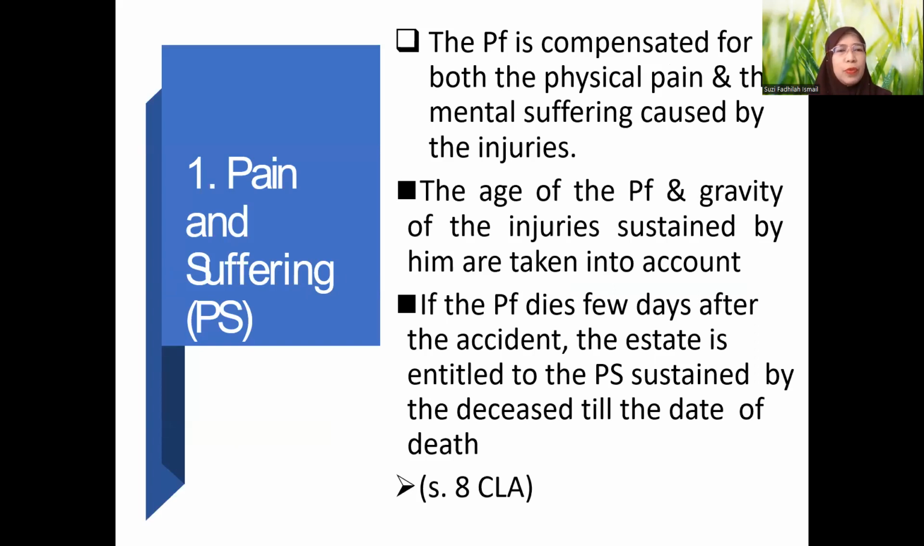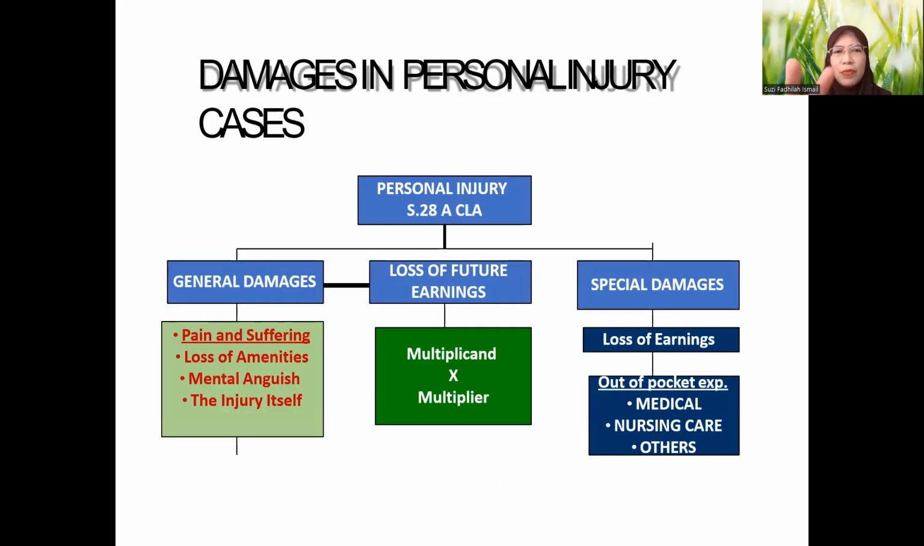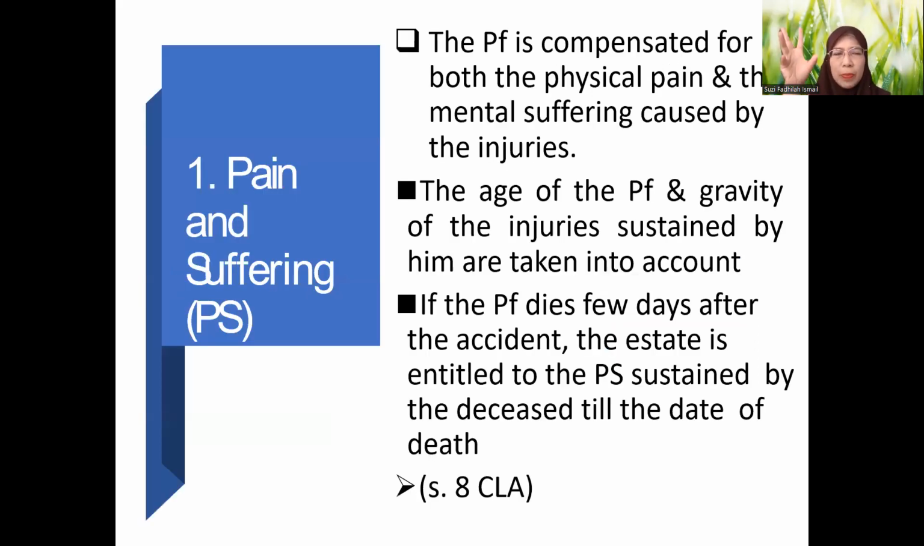Okay, first we go to, here, you can see pain and suffering under general damages. So now you focus on general damages, and the first one is pain and suffering, and you can use the acronym PS. So what is pain and suffering? For pain and suffering, the plaintiff is asking compensation for physical pain, and it covers as well mental pain, mental suffering, due to the injuries that he suffered.